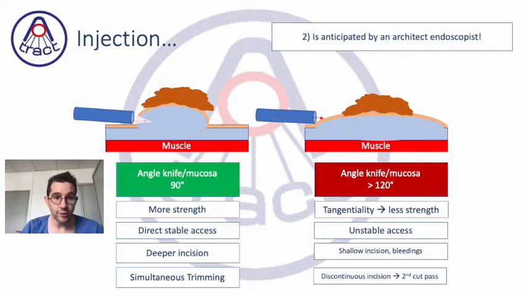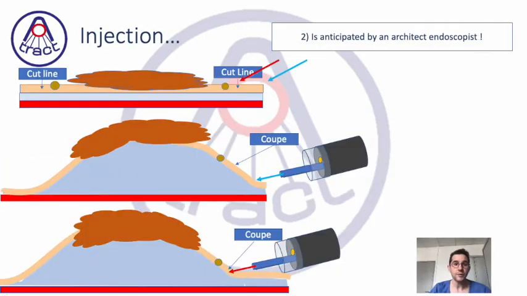You will see here the two triangles, the one when you have an approach which is 90 degrees and the one when you have a tangential approach. And as you can see, you are beginning your ESD with a 90 degrees angle. Here you have done nothing except damaging the small vessels that are in the muscularis mucosa. So next thing, you should think about your injection.